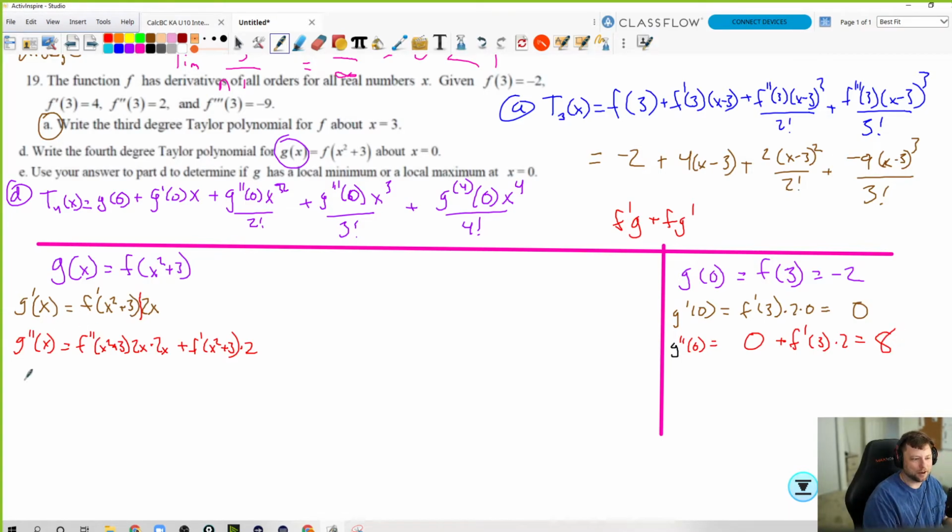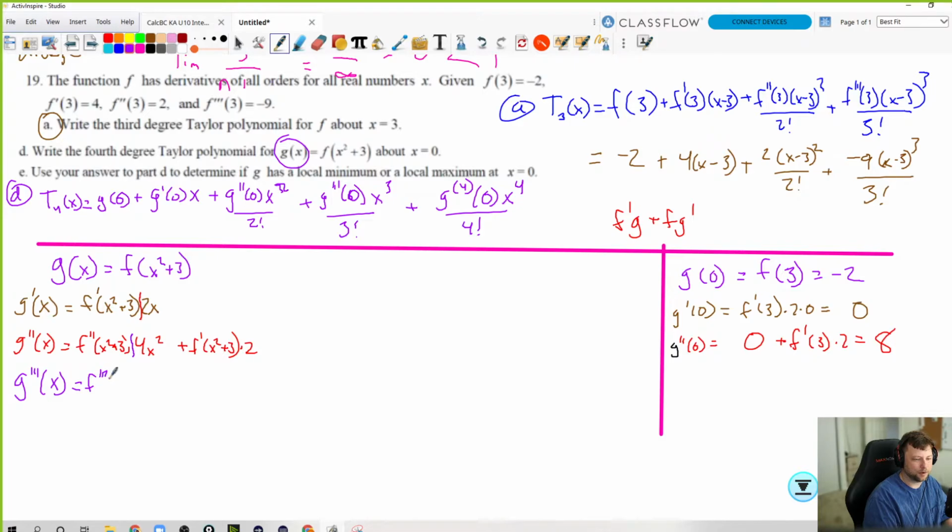Hey, a little bit of work here, but let's keep going through this. This is good practice. G triple prime of x. All right. So, okay, I'm going to rewrite this a little bit right here. That's 2x times 2x. It's going to save me some time here. I'm going to change this to 4x squared. All right, I've got to product rule this part.